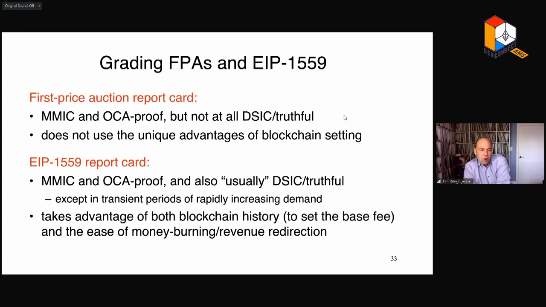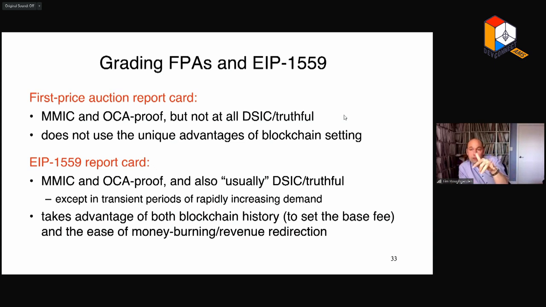In my work, I've also pointed out a variation of the mechanism, which I like to call the tipless mechanism. This is where you replace the tipping system with a hard-coded tip that goes from the submitter of a transaction to the producer of that block. If you do that, then on the EIP 1559 report card, it moves the "usually" from the third term to the second term. So it's also always robust to block producer manipulation for the tipless variant, where it's not user specified, where it's hard coded in the protocol what the miner tip is.